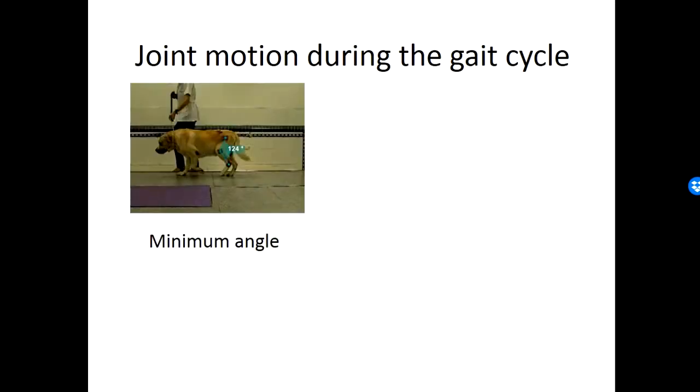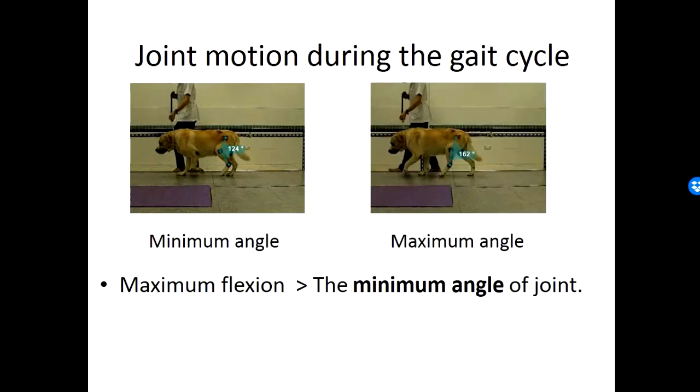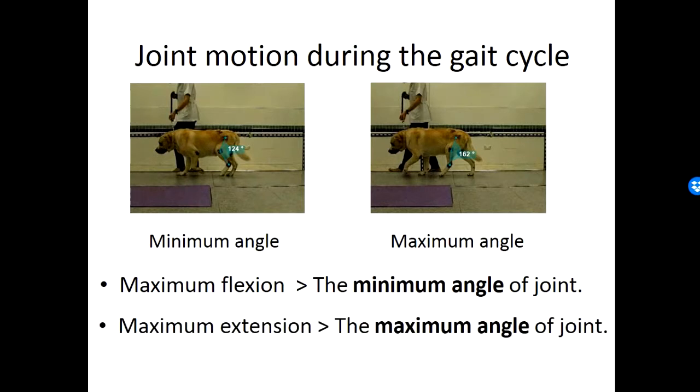During the gait cycle, when the stifle joint is flexed, the angle of the joint gradually decreases until it reaches maximum flexion, which is the minimum angle. On the other hand, when the stifle joint is extended, the angle of the joint gradually increases until it reaches maximum extension, which is the maximum angle.